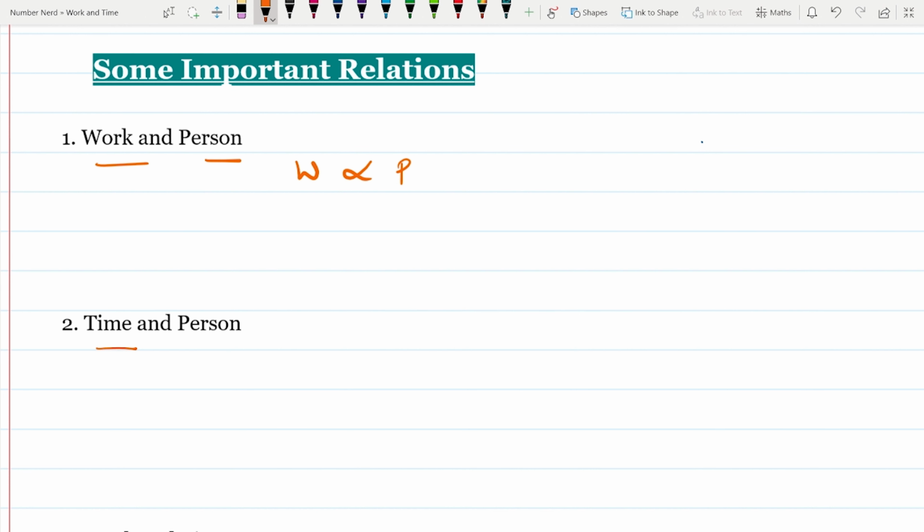And when it comes to time and people or persons, it is inversely proportional, because if there are more number of people, then it takes very less amount of time to complete a work. And conversely also true. If more amount of time is there, then we need only less people, because less number of people can do that work in more time.